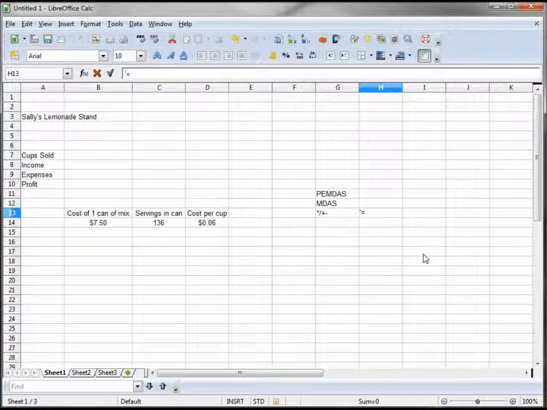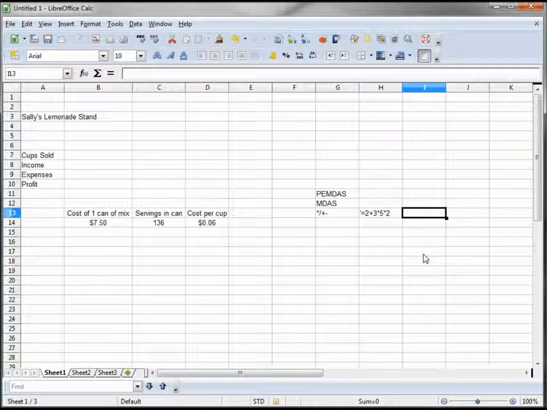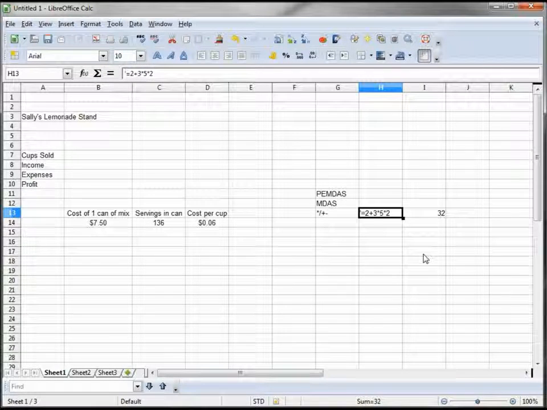So we're going to say equals 2 plus 3 times 5 times 2. And most of us first look at that, think 3 plus 2 is 5, times 5 is 25, times 2 is 50. But because we're using the multiply and divide left to right, it will do 3 times 5, which is 15, times 2, which is 30, plus the 2 is 32. So we have to be careful of how that works.